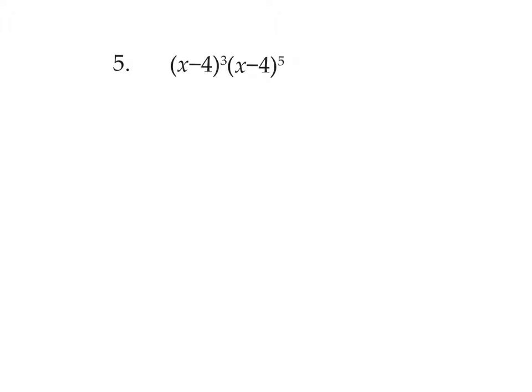What you do need to recognize is that this base, x minus 4, has an exponent of 3. This base, x minus 4, has an exponent of 5. They are the same base, x minus 4. So you're really just multiplying two of the same base. And to do that, you just add the exponent. So the base is x minus 4. The exponent is 3 plus 5, which makes 8.